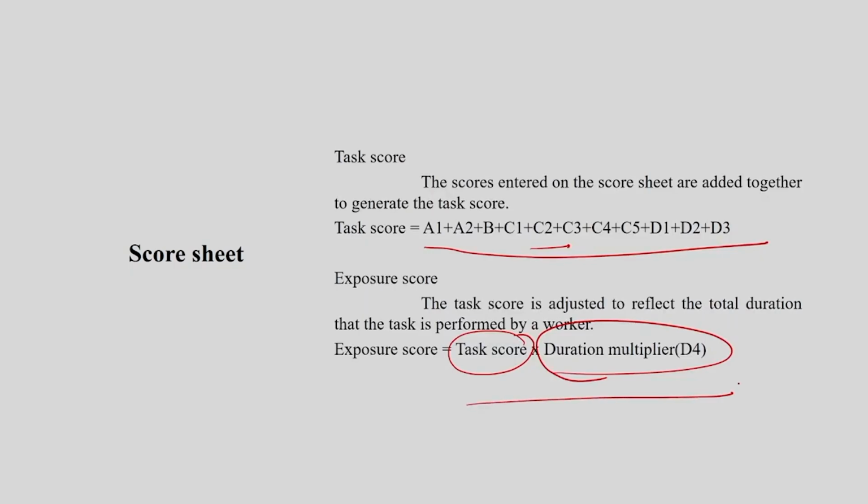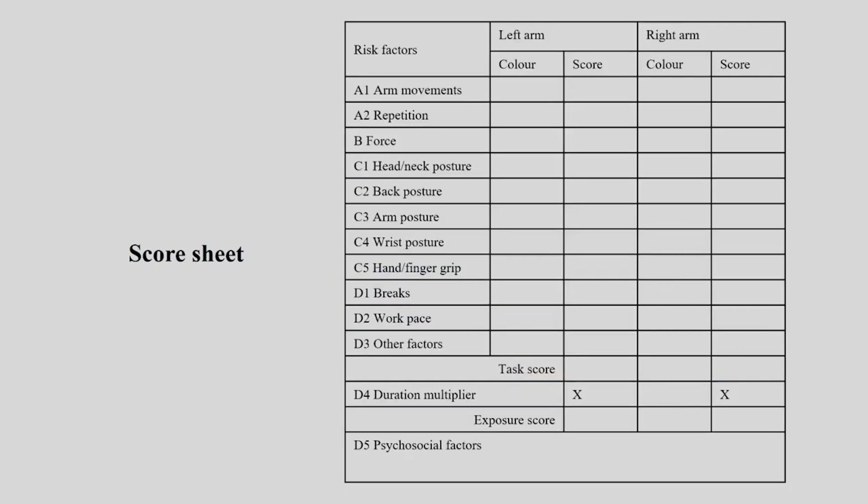Okay, so that is how we interpret the ART tool. This is how the score sheet looks like. You can give the color values here and score values here. So you can get the total value here, you can get the multiplier, then you get the exposure score, and only the psychophysical factors you can mention here. You just mention it. Okay, there is no scoring for psychosocial factors.